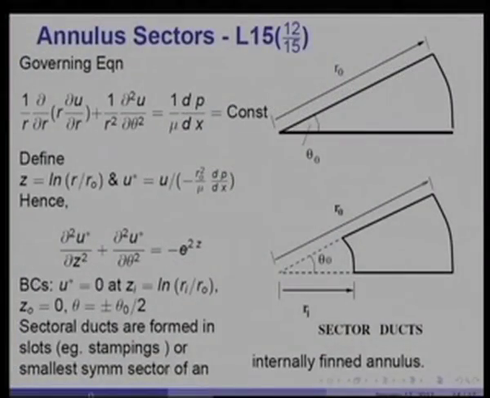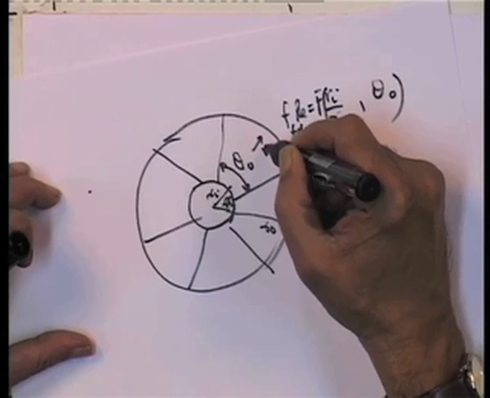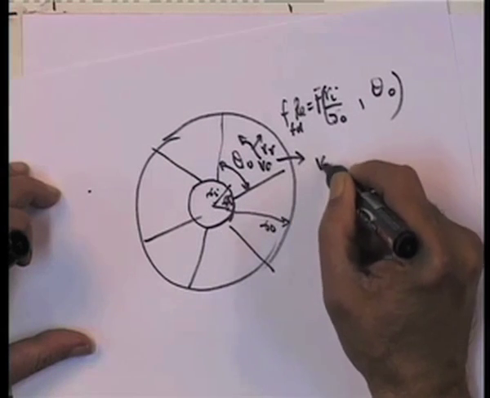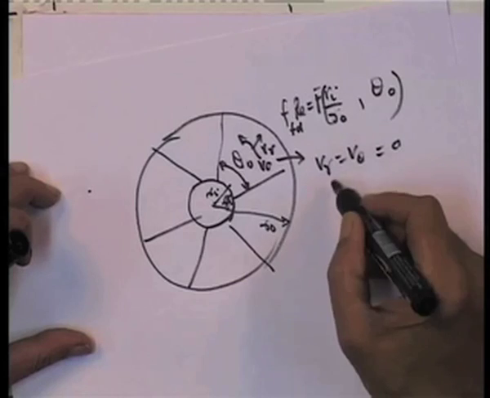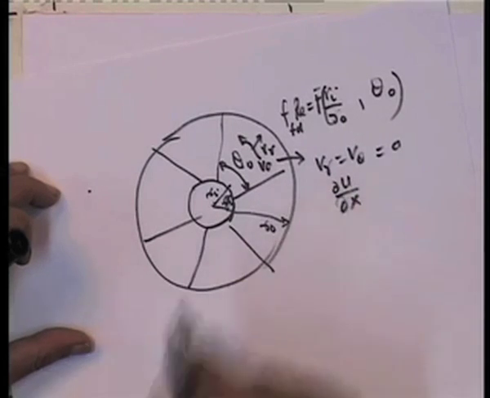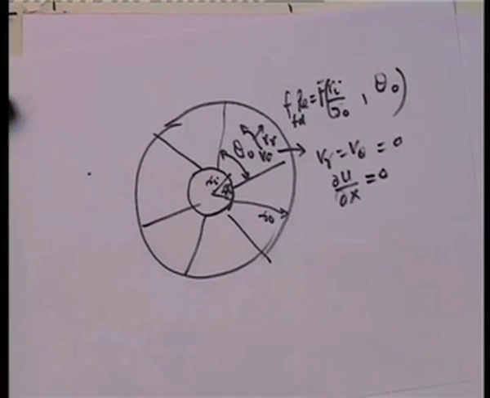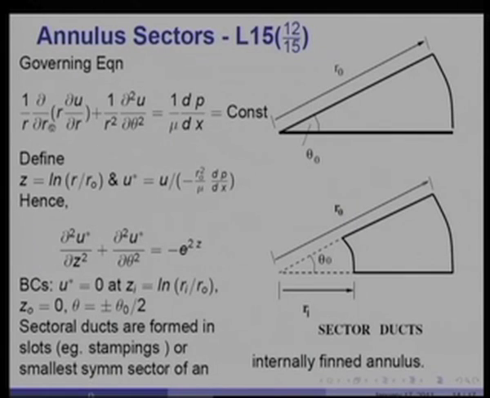In the fully developed state, the radial velocity Vr as well as the tangential velocity V theta will be 0, and the du by dx in the axial direction will be 0, which renders the momentum equation in cylindrical polar coordinates to the form shown here: 1 over r d by dr of (r du by dr) plus 1 over r square d 2 u by d theta square equal to 1 over mu dp dx, which is a constant.